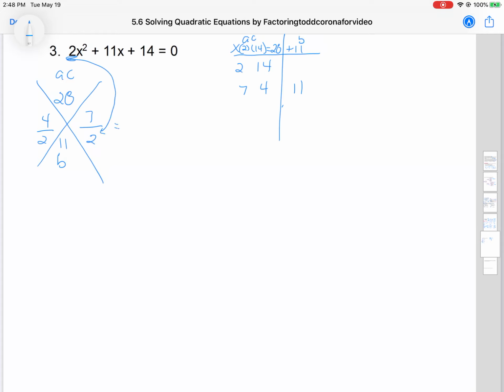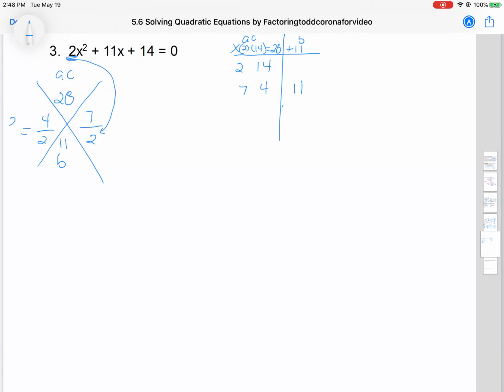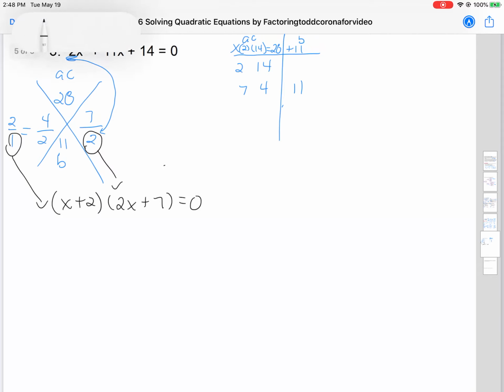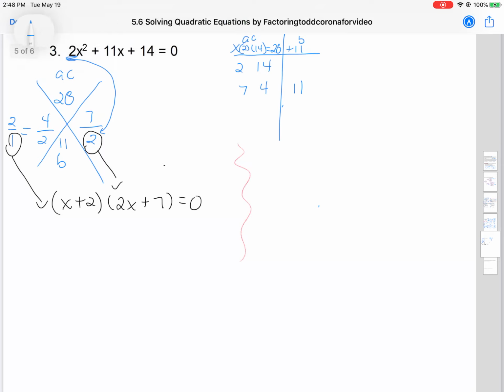So in magic X, remember you have to divide by the A value and reduce. This one can't be reduced. This one can become 2 over 1. So now we've got this goes first, 2x, and then plus 7. And this will go first, x plus 2 equals 0. If you prefer decomposition.